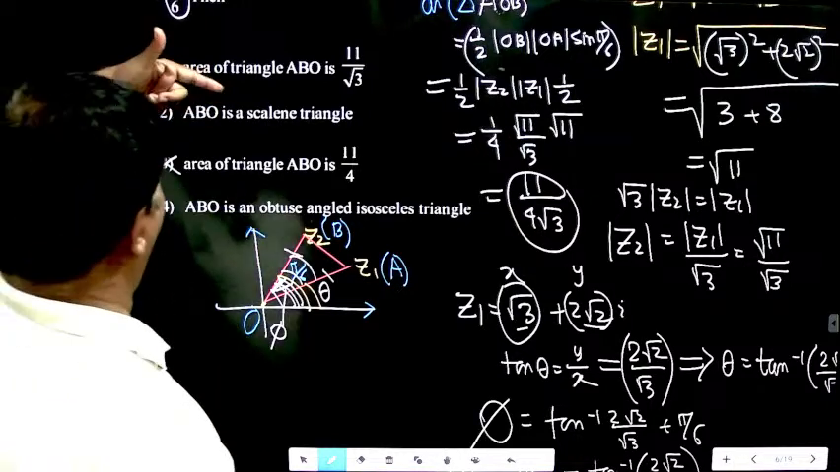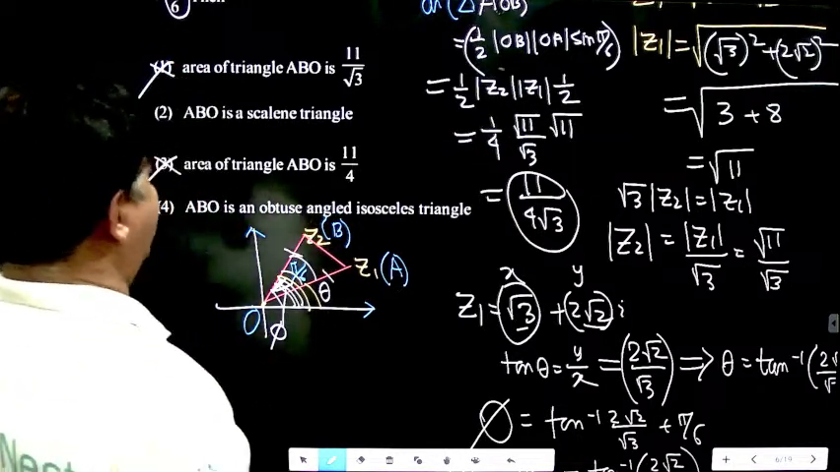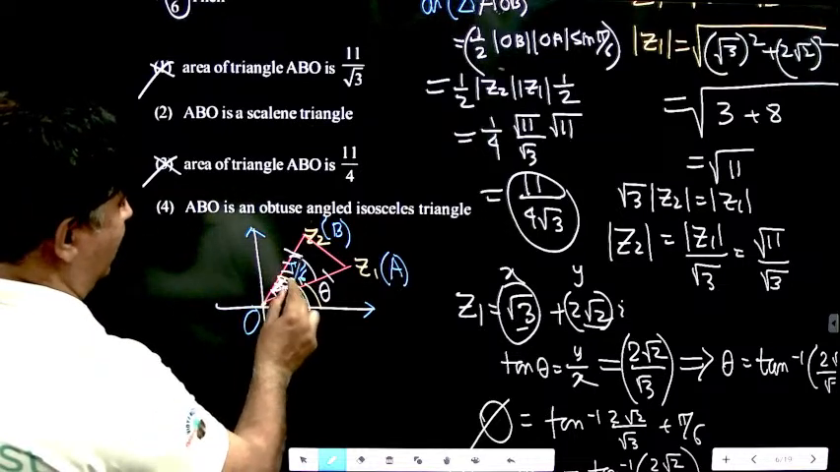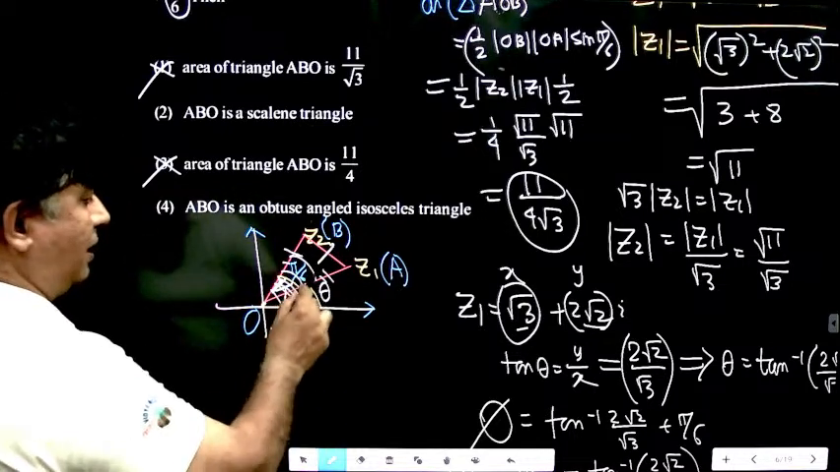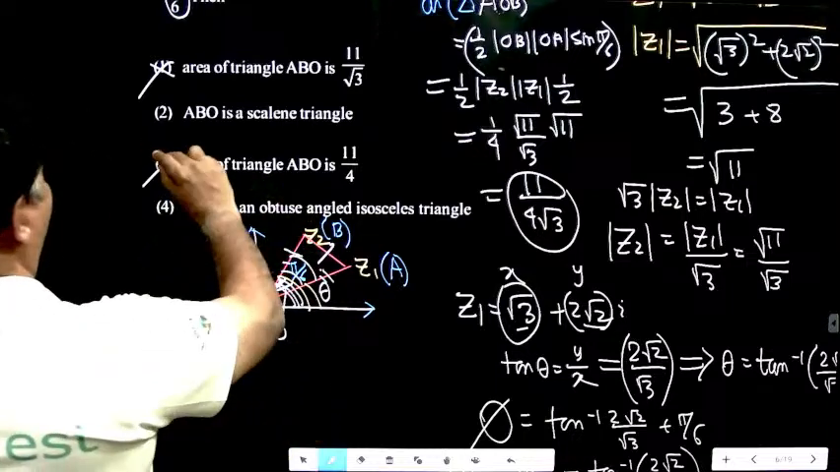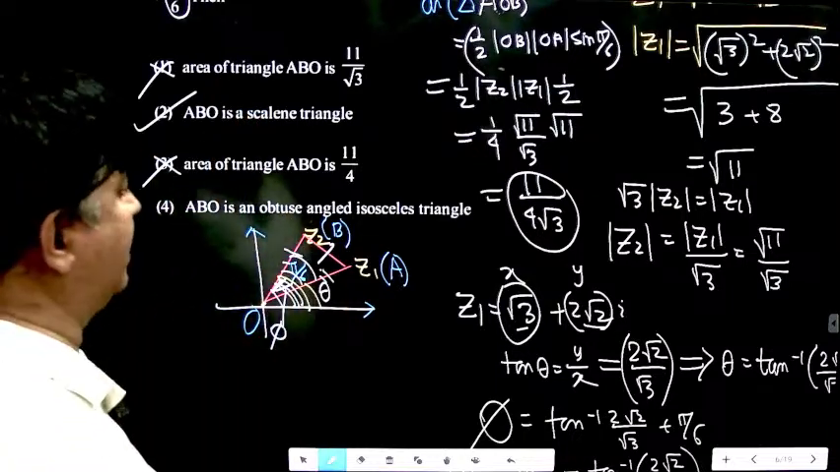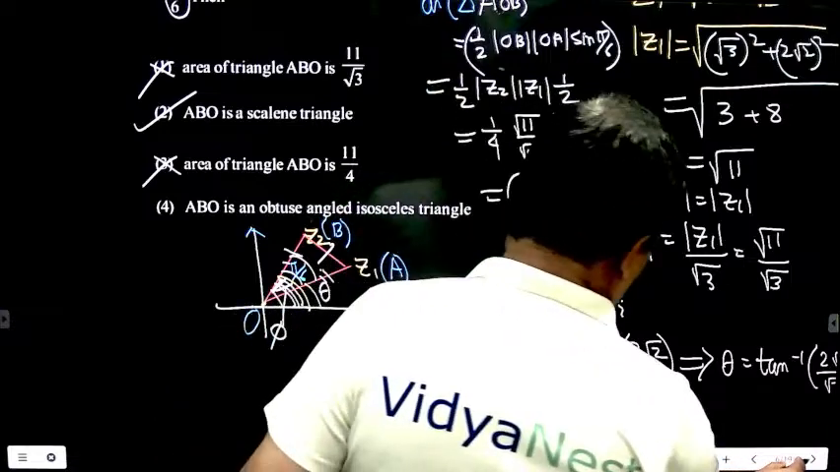So out of these two, isosceles can never be. This side cannot be equal. So one option is left, that is scalene triangle. Okay.